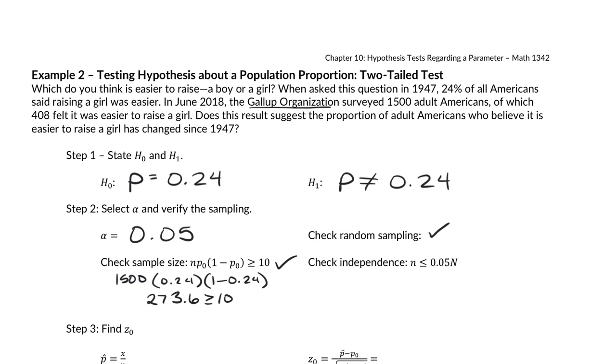Now we check independence by making sure our sample is less than 5% of the overall population. We're studying the adult Americans. We've been over this before. How many adult Americans are there? A lot. Is 1,500 going to be less than 5% of all adult Americans? Yeah. So our population size is fine. The U.S. population is huge. Okay, check, check, check. We're ready. We're set up.